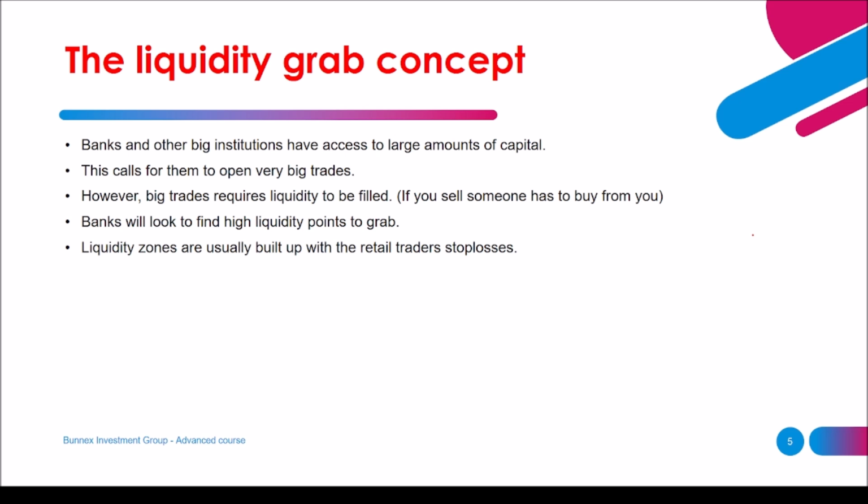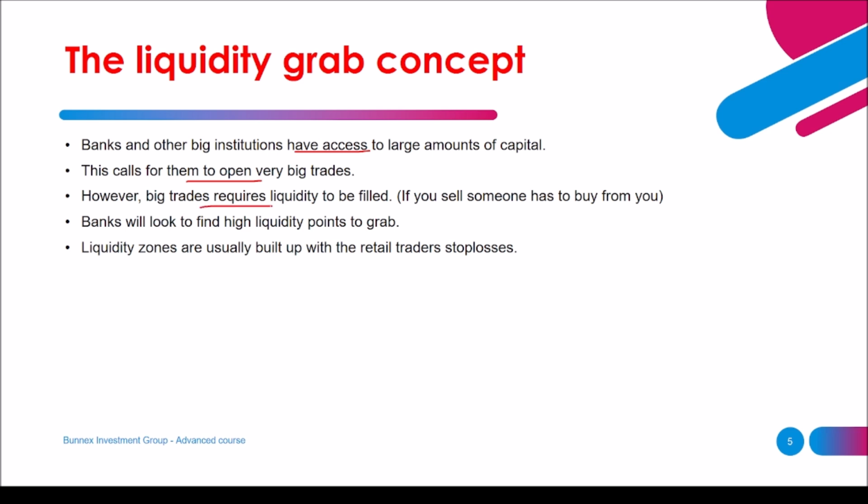The second topic is the liquidity grab concept, which is actually the foundation of the smart money concepts, or the SMC in short. So banks and other institutions have access to large amounts of capital. They actually trade with capital of, for instance, 3 billion, 500 million, and so forth. So this calls for them to open very big trades. Whenever they are opening trades, they don't use micro lots or mini lots. They use standard lots, actually thousands of standard lots. You'd see a position of around 13,000 lots buy, 13,000 lots sell.